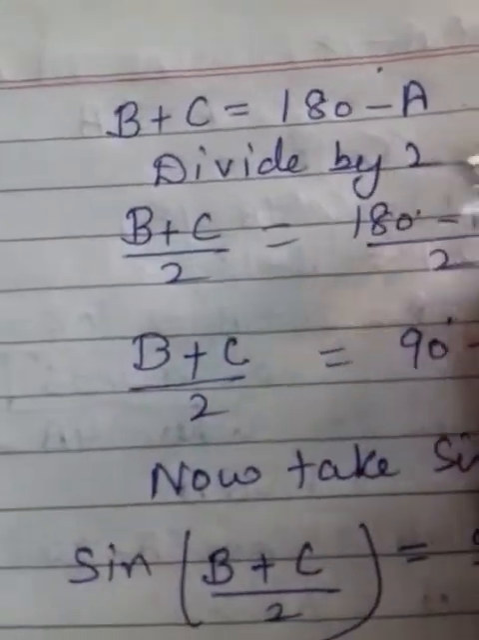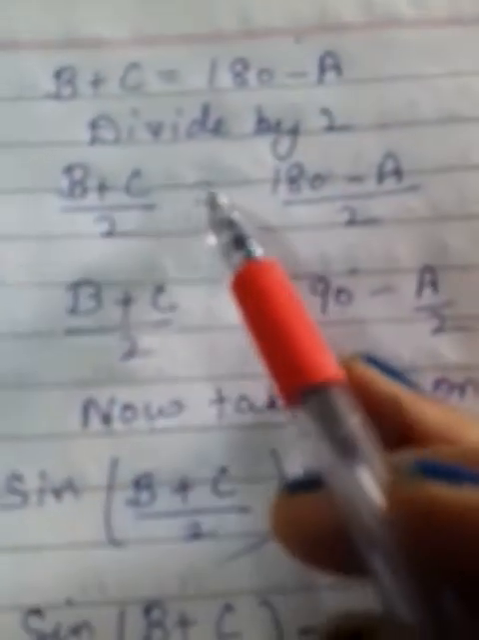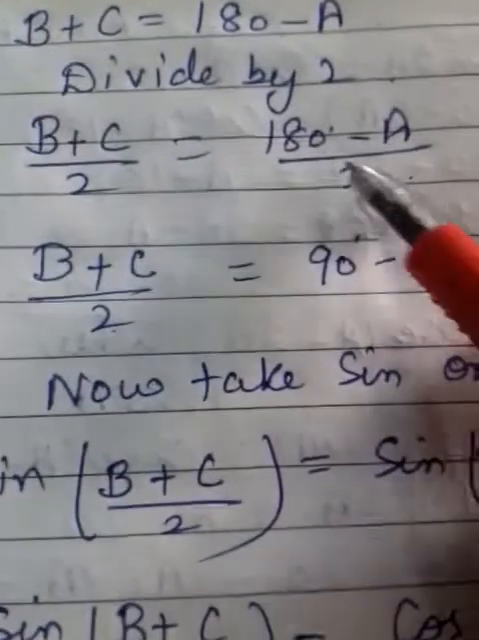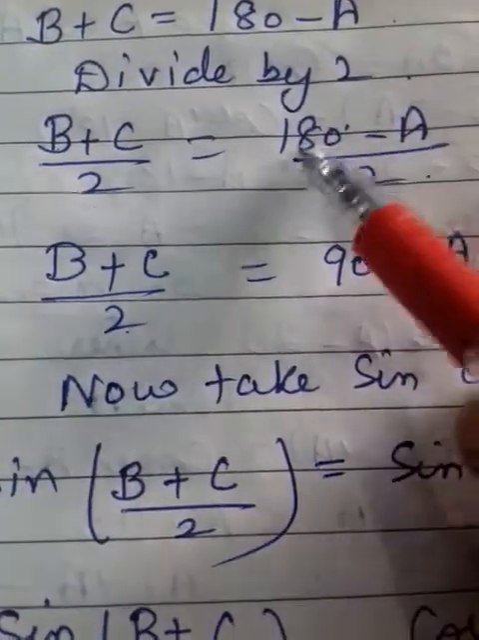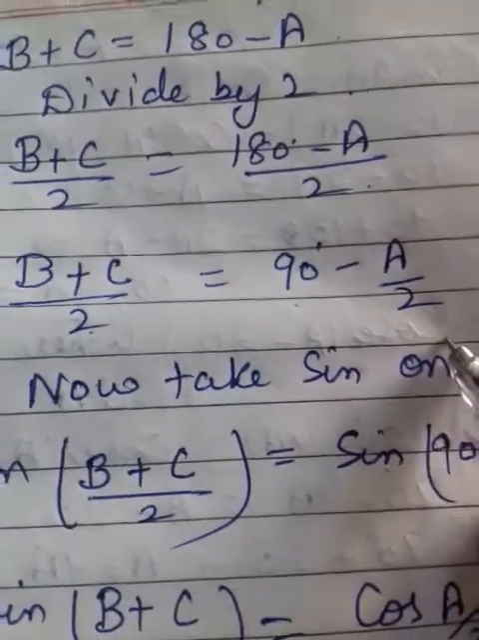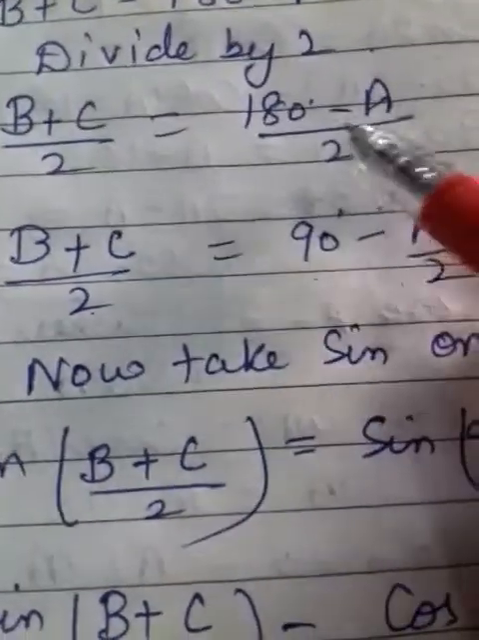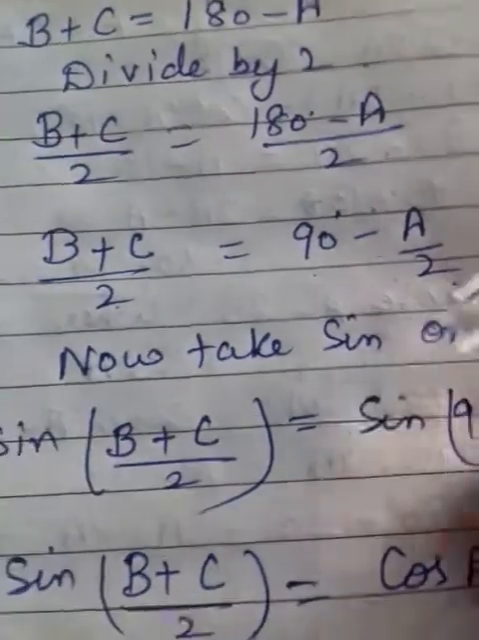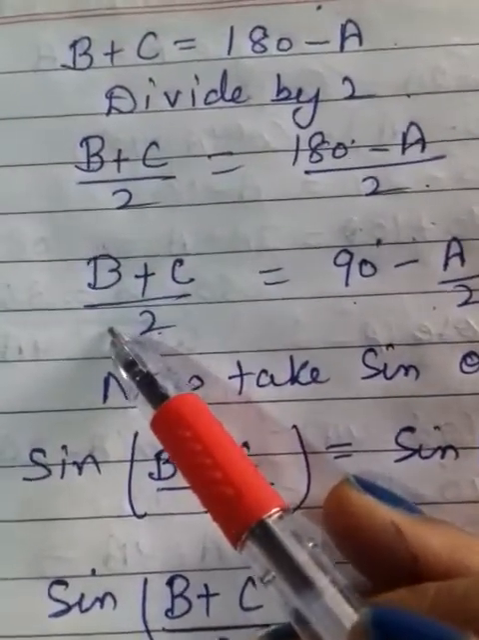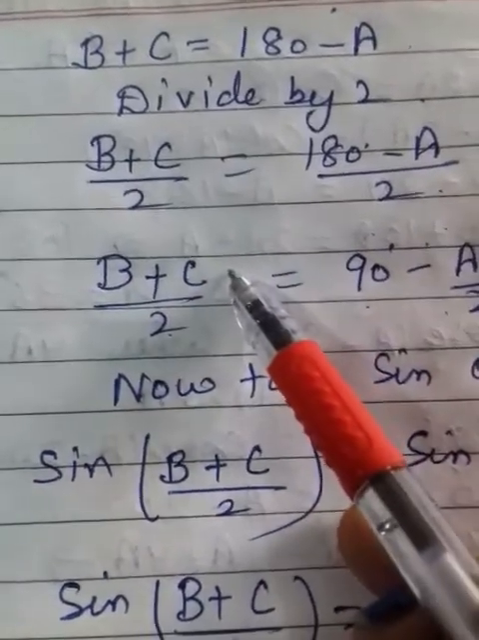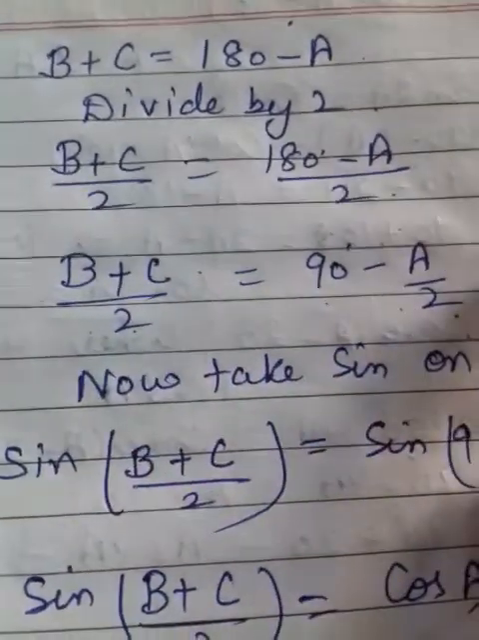Now I will divide by 2. Why will I divide by 2? Because on the left hand side, what do you want? You want 2 in the denominator. So I kept 2, but I have to take it on both sides. So it will become (B plus C) by 2. And whenever I divide here, 180 by 2 is 90, minus A by 2. It means I take it separately. It will remain the same. So what am I doing? You are thinking I am trying to make the left hand side, and automatically the right hand side will become.